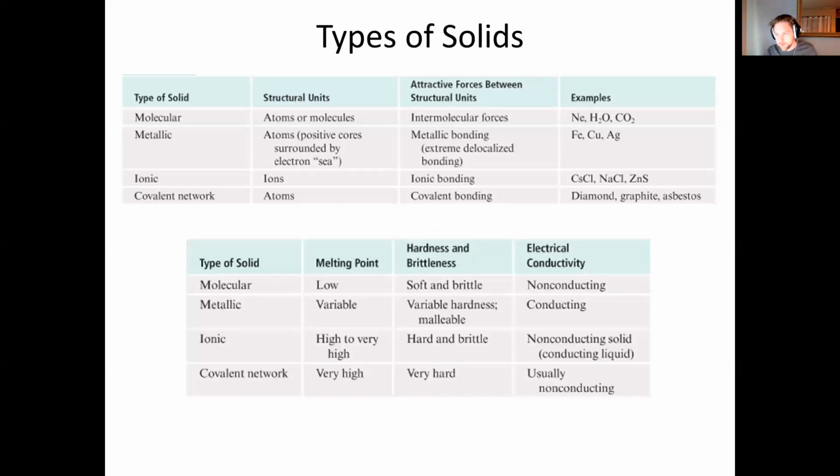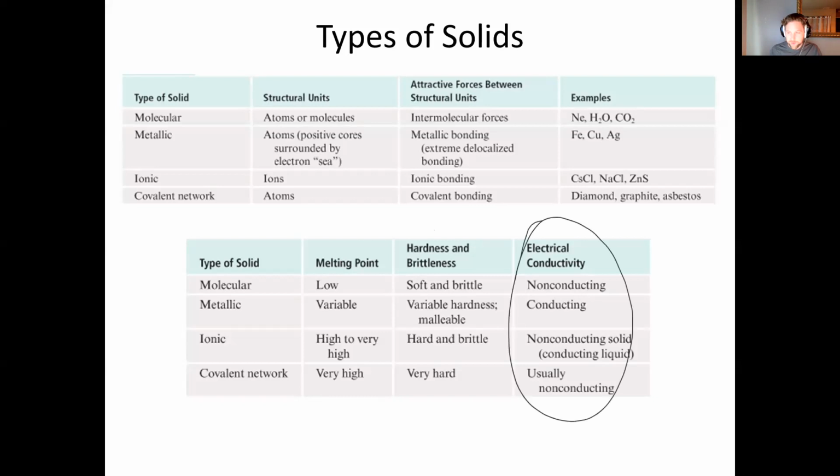So another use of these tables is to differentiate these types of solids based on melting point, hardness, brittleness, which is their texture, and then the conductivity. So a very viable question is, you're given a description of a solid on one or more of these categories, and you have to justify your choice of what type of solid it is: molecular, ionic, metallic, covalent network.